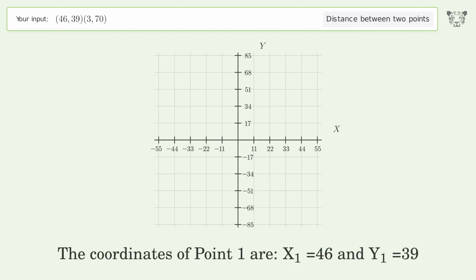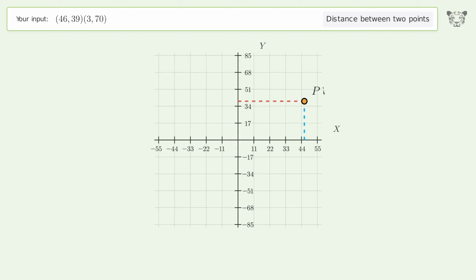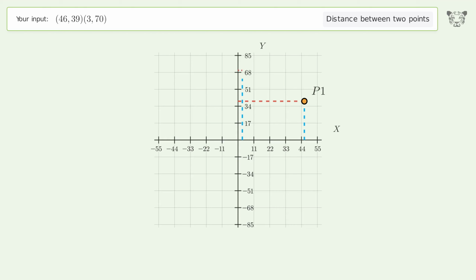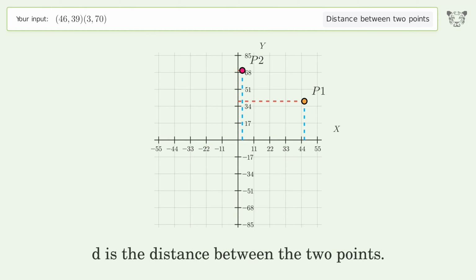The coordinates of point 1 are x1 equals 46 and y1 equals 39. The coordinates of point 2 are x2 equals 3 and y2 equals 70. D is the distance between the 2 points.